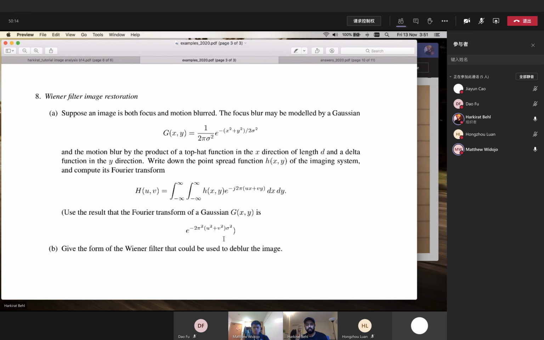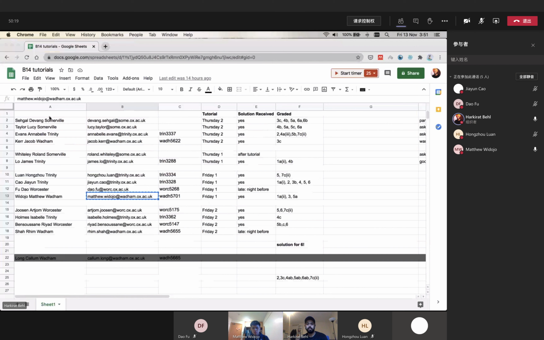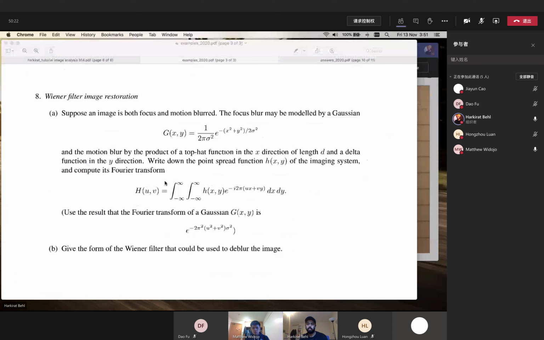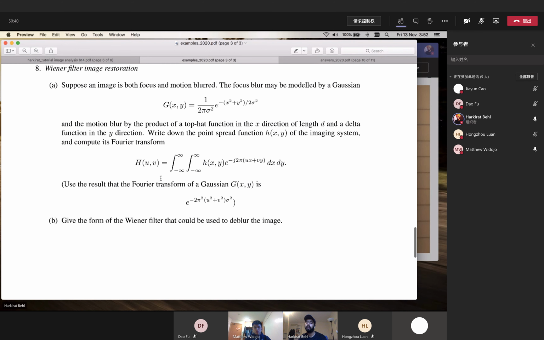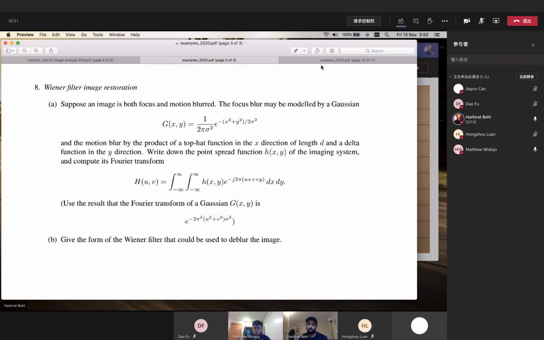The last one, I think all of you did correctly. So there are two things. First of all, you have a focus blur, and again, focus blur is modeled by a Gaussian. If you don't know how to model anything, you model it with a Gaussian. Usually a Gaussian model works very well for most things. And then there is a motion blur as well. You have to write the spread function h of x, y and compute the Fourier transform, and use the result for the Fourier transform of a Gaussian. I think most of you did it correctly.